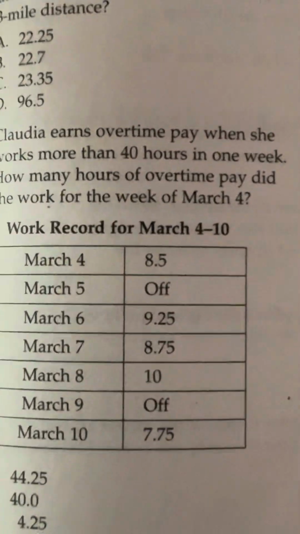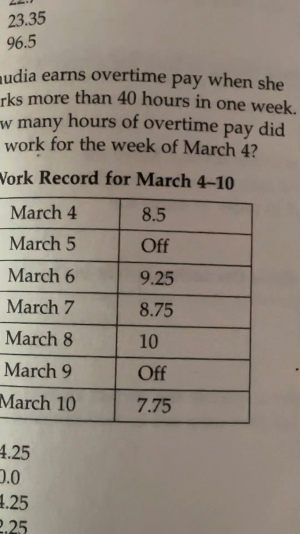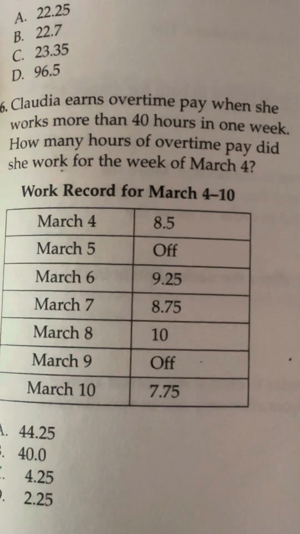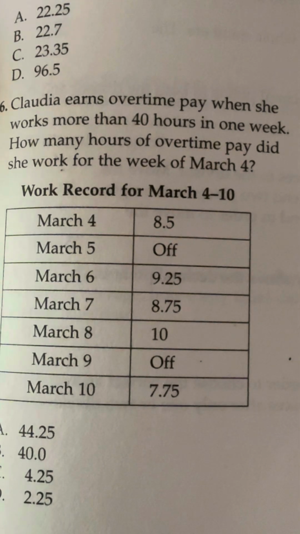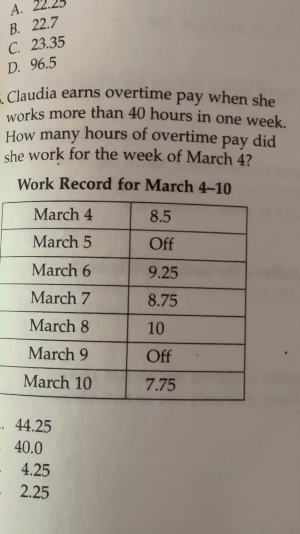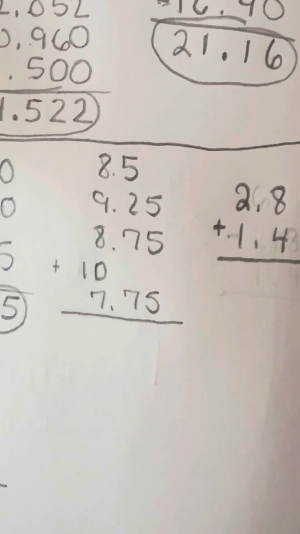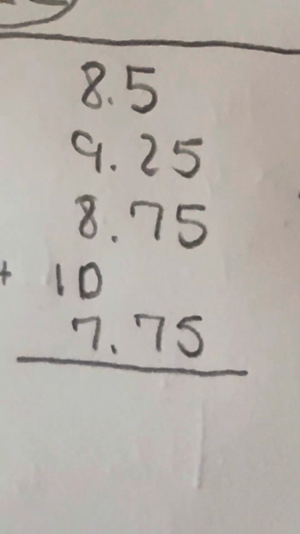Next question we have here is that Claudia is earning overtime pay when she works more than 40 hours. So as you can see, this table is showing her hourly amounts for the week of March 4th. Now where it says off, we're not going to put anything because those would be 0 hours. So again, I have listed all the numbers right here and set it all up.